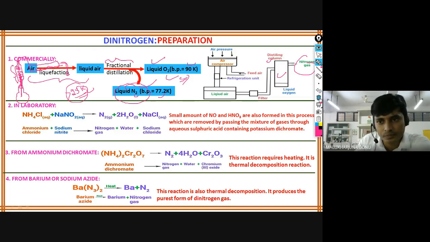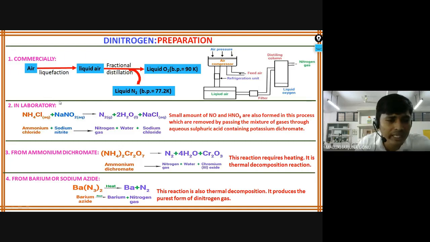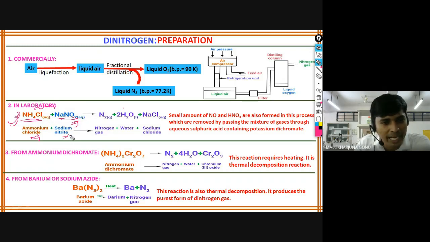Another way is in the laboratory. How can we prepare this in the laboratory? By taking ammonium chloride and sodium nitrite. If you react both, ammonium chloride is acidic. Whenever you write this type of compounds, first try to write the water molecule. You should remember the reactants. How it is prepared here: ammonium chloride and sodium nitrite, okay. Sodium nitrate is different, sodium nitrite is different. Sodium nitrate means NaNO3, sodium nitrite means NaNO2.